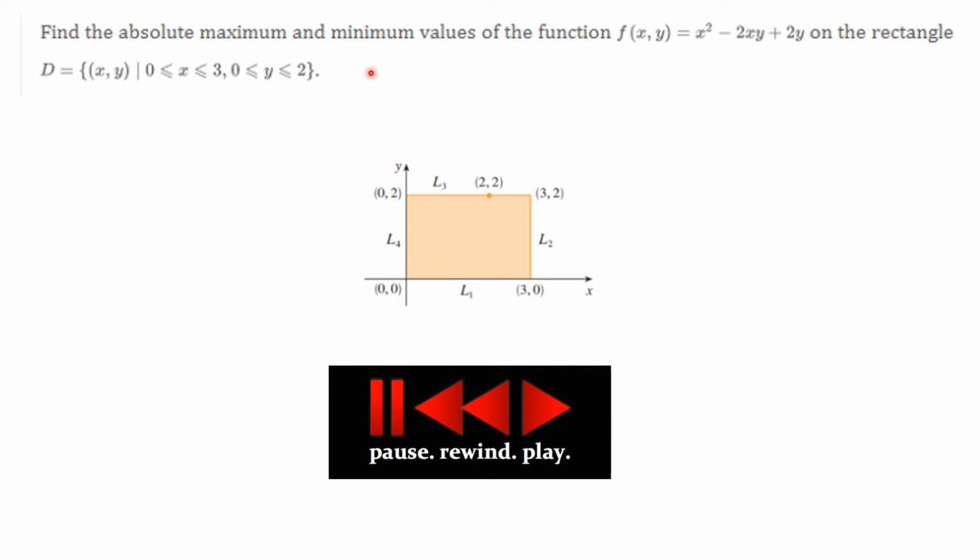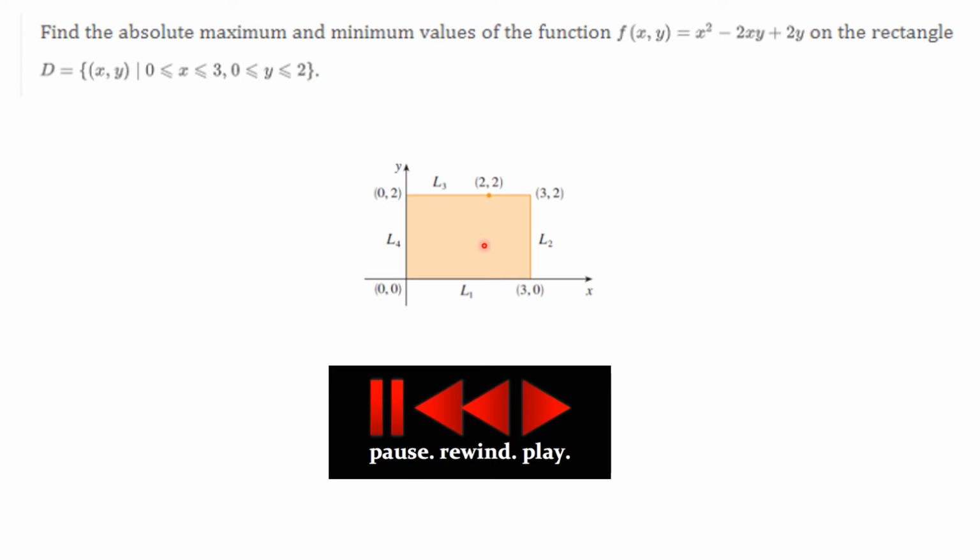So there's a problem for us to practice then. Find the absolute maximum and minimum values of the function z equals f(x, y) equals x squared minus 2xy plus 2y on the rectangle D. That is the set of (x, y) such that x is between 0 and 3 inclusive and y is between 0 and 2 inclusive. And you can see that is a closed boundary.